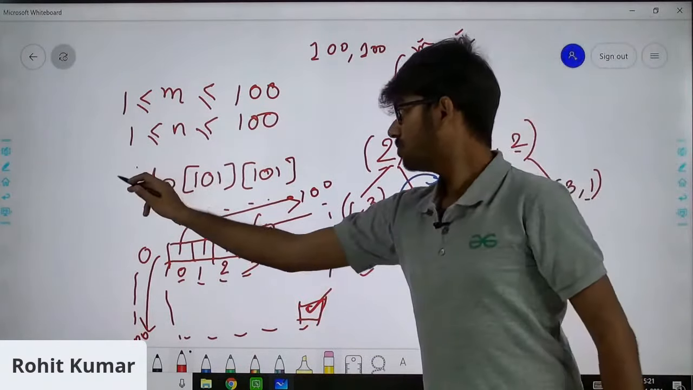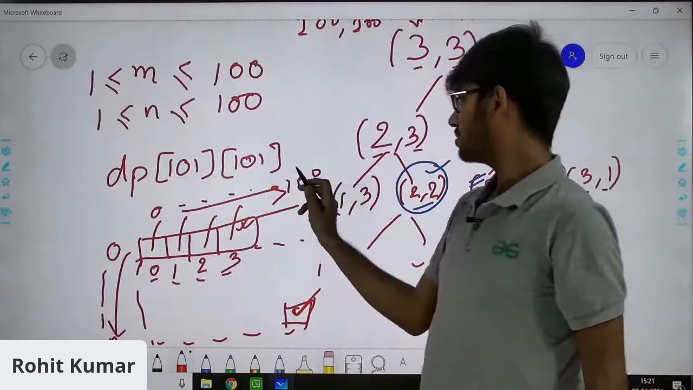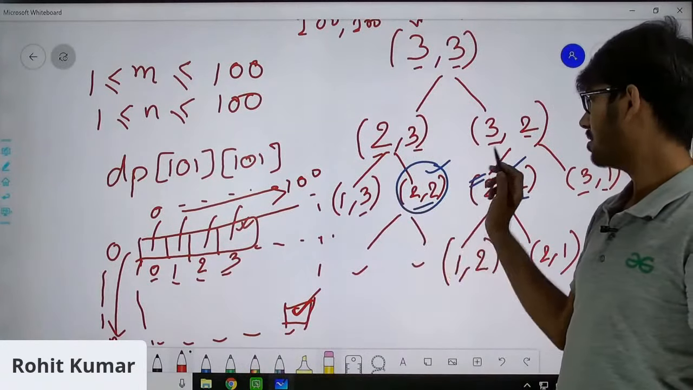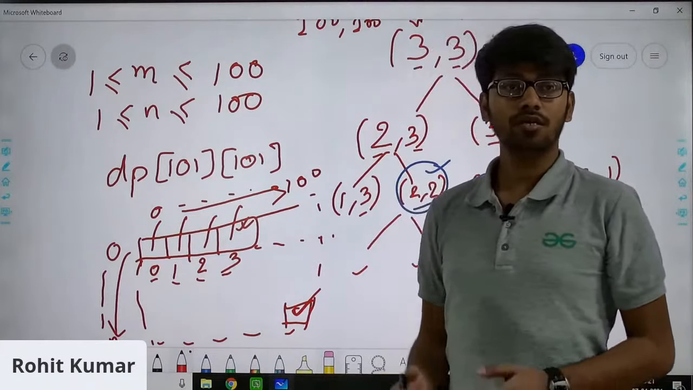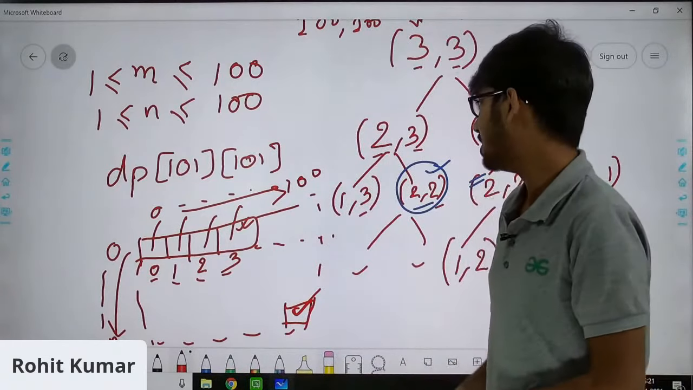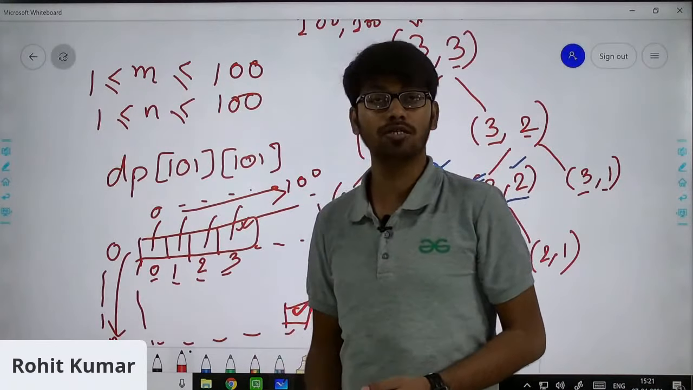So I hope this is clear to you, like what should be the size of our DP array and why are we taking a DP array in order to store all the smaller subproblem answers. Okay, so if everything is clear till this point, we need to understand how we are keeping track of already calculated smaller subproblems.